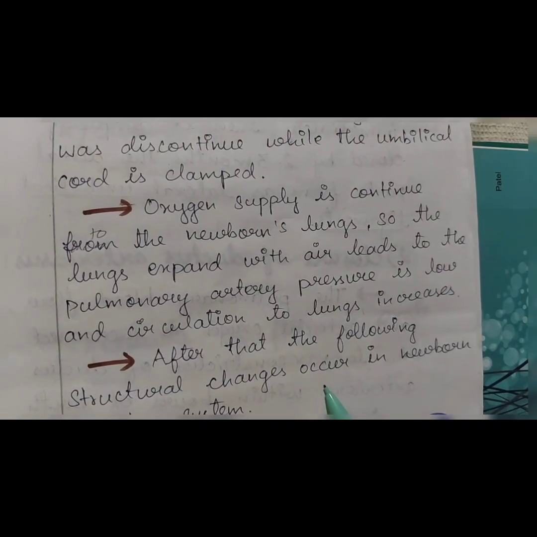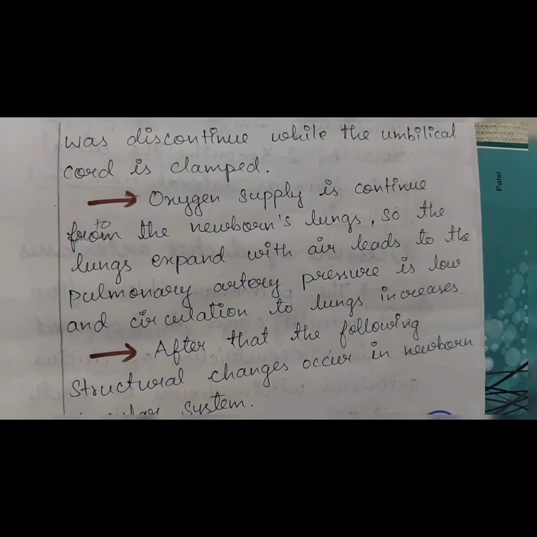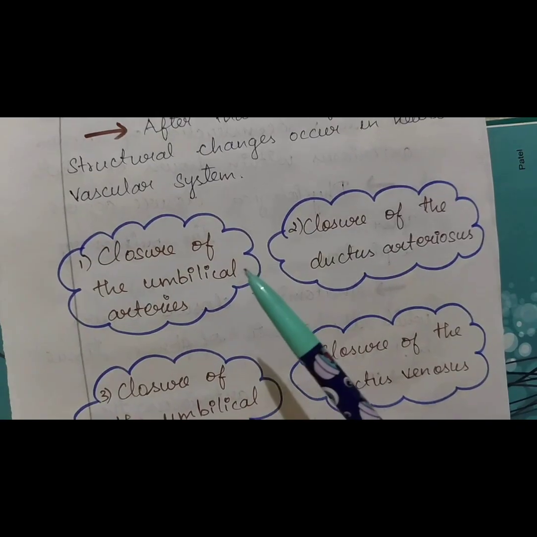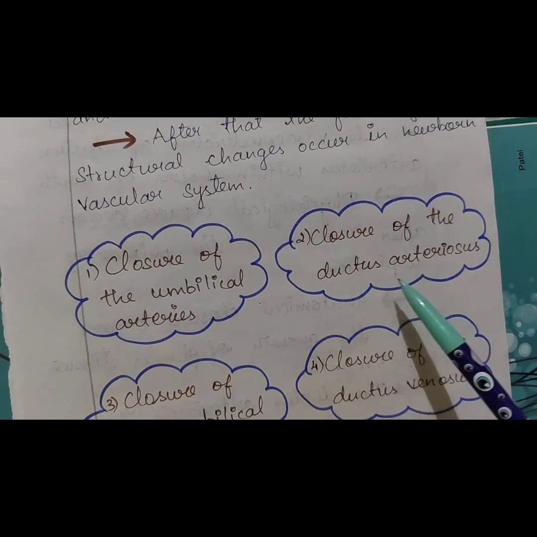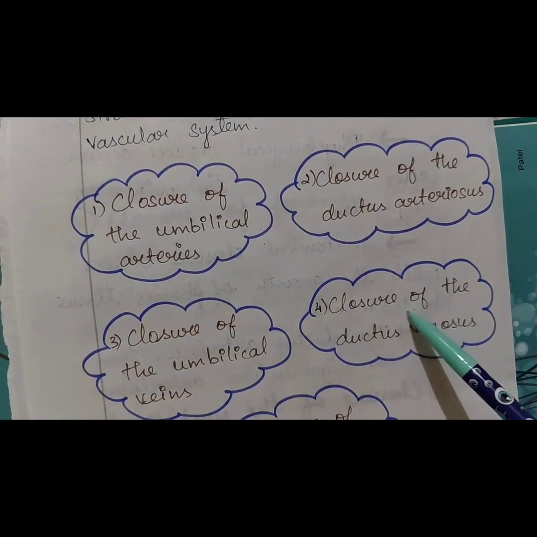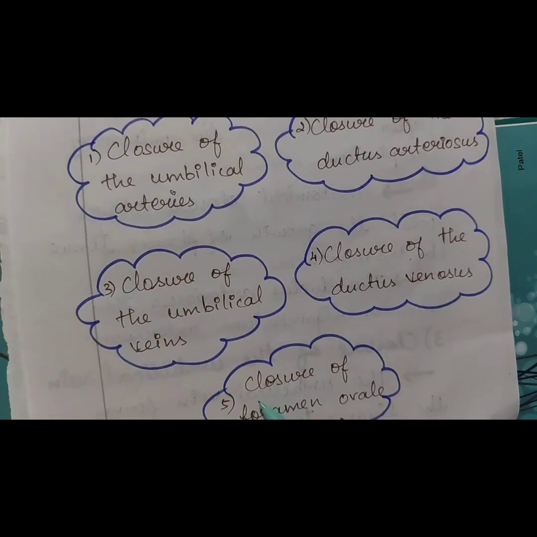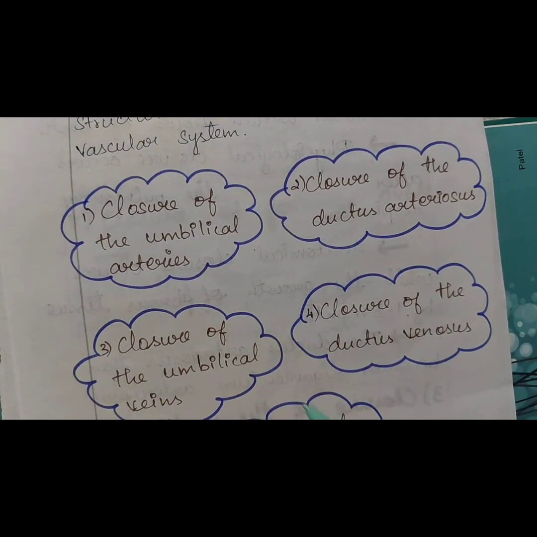After that, the following structural changes occur in the newborn's vascular system. What are the changes that occur? Now we'll see that. First is closure of the umbilical arteries, second is closure of the ductus arteriosus, third is closure of the umbilical vein, fourth is closure of the ductus venosus, and fifth is closure of the foramen ovale. These five changes occur when changing from fetal life to the newborn baby's life.